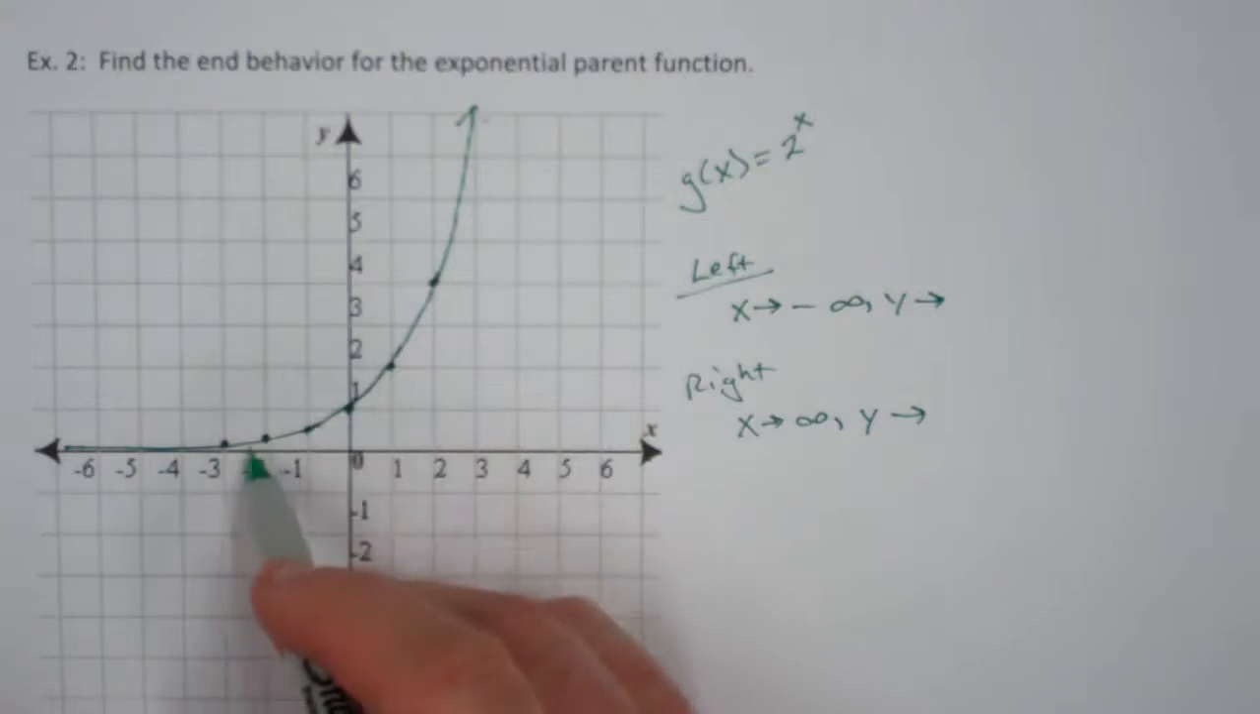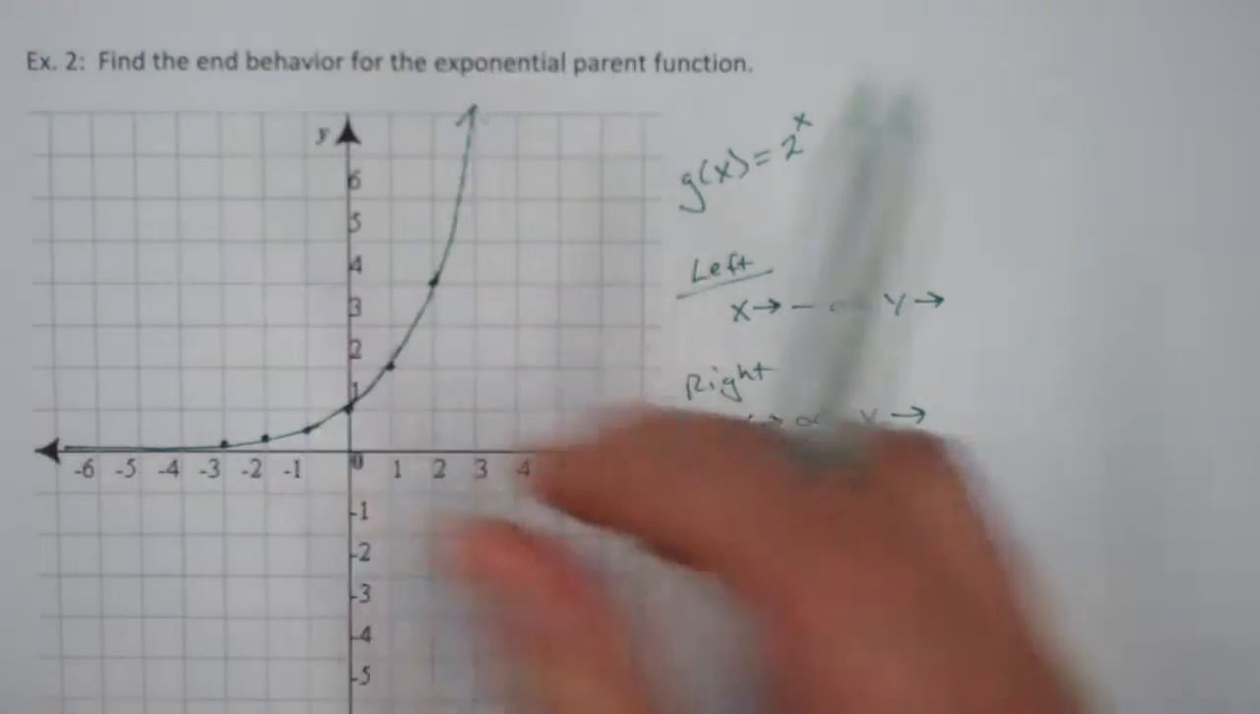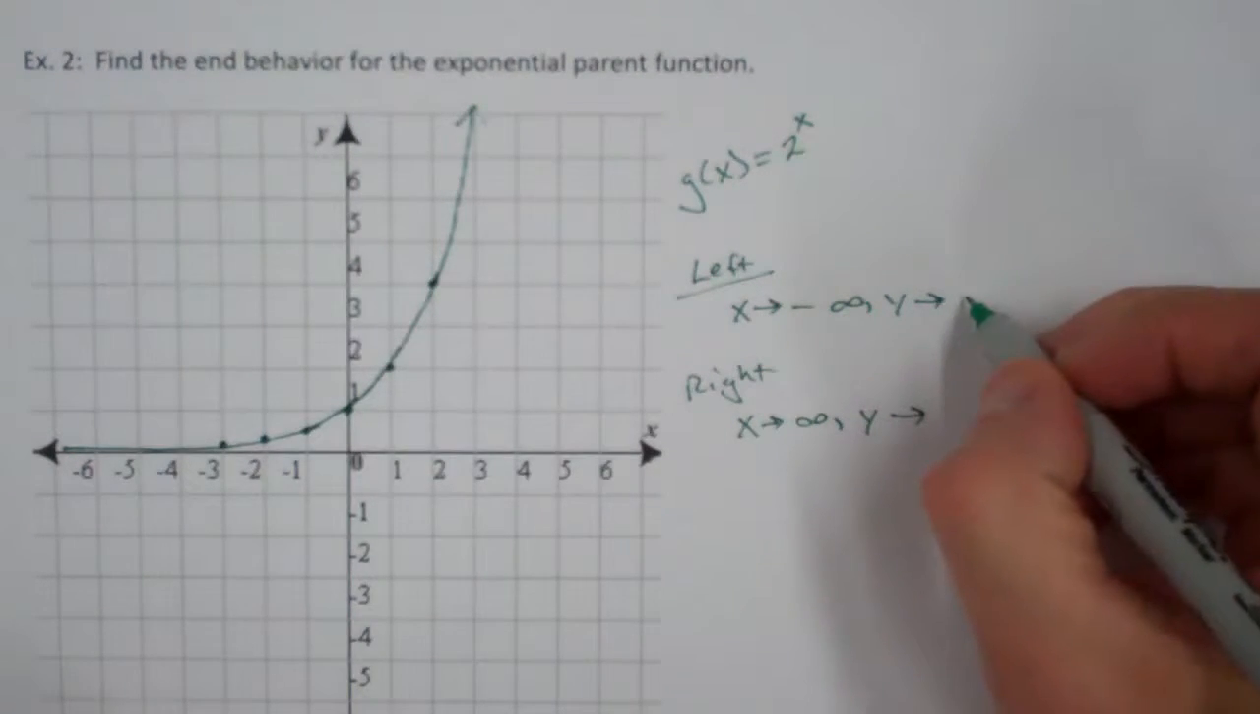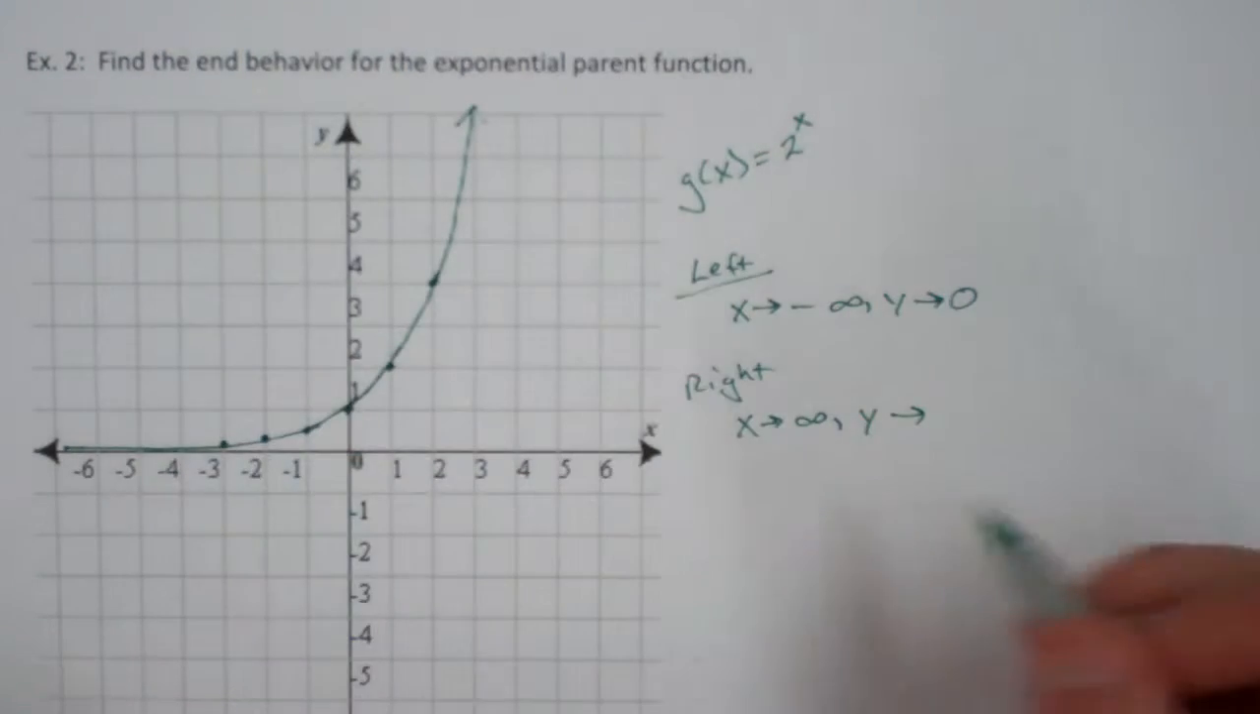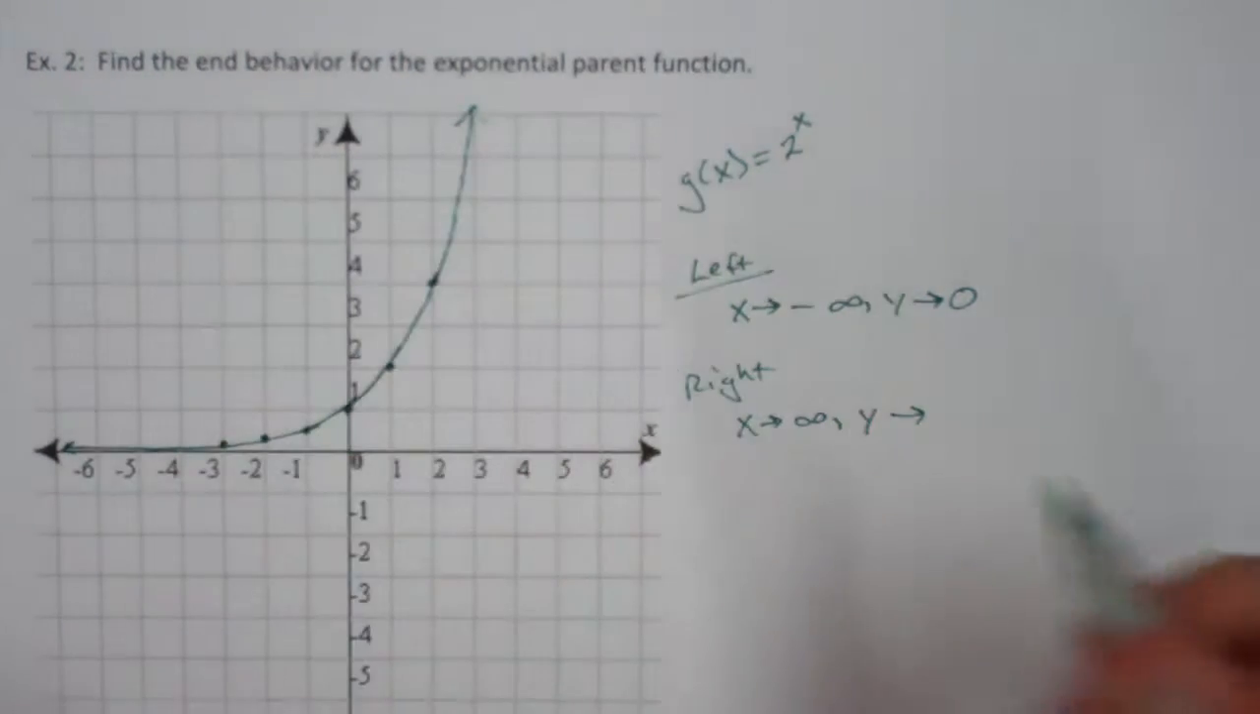So as we go to the left, we can see that these values here just get closer and closer to 0. Remember, it's the y value we're wondering. And we should put an arrowhead there.